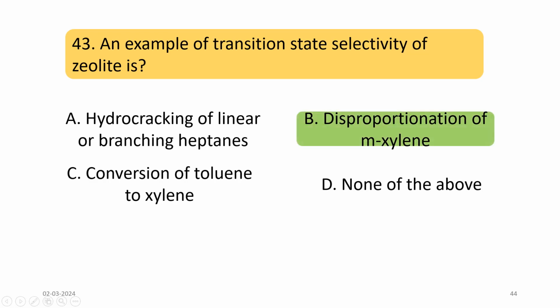The answer is disproportionation of m-xylene. What happens in m-xylene gives trimethylbenzene plus benzene, right? Xylene gives trimethylbenzene and benzene.